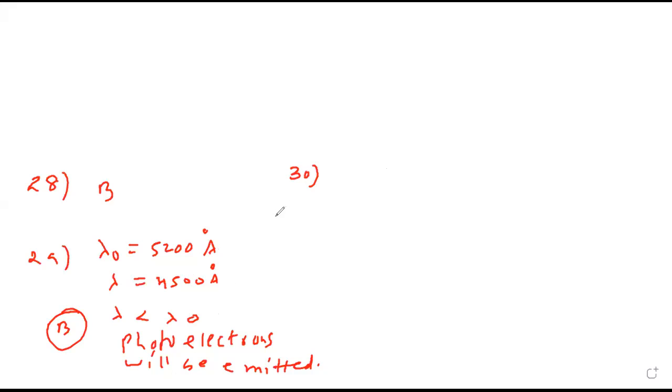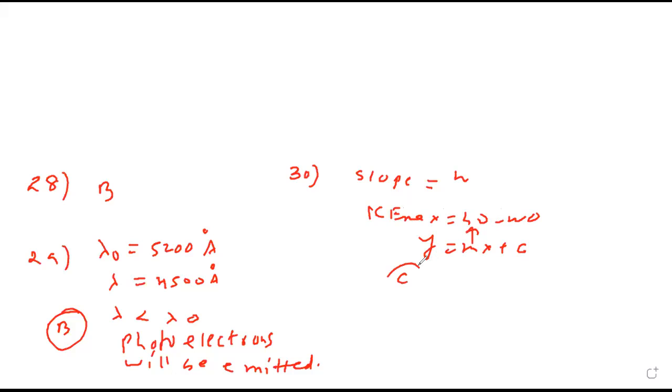The maximum kinetic energy of the emitted electron varies with frequency as shown. The slope of the graph of Ke max versus frequency is equal to what? This is y equals mx plus c type, so slope equals h, that is Planck's constant. C.